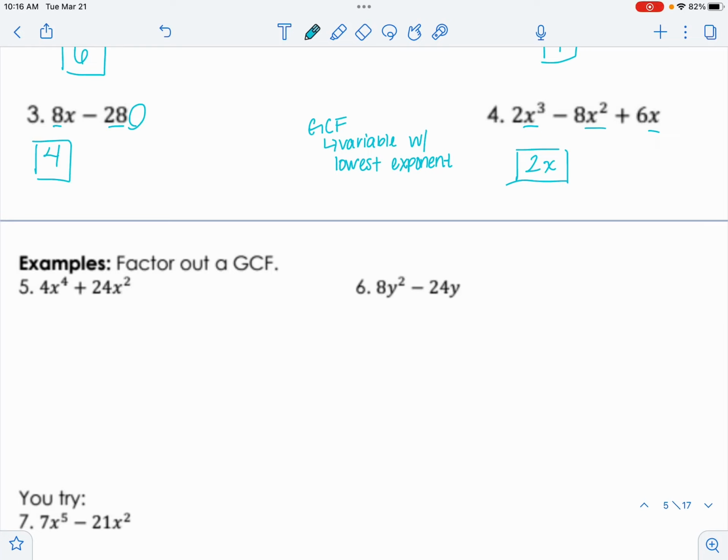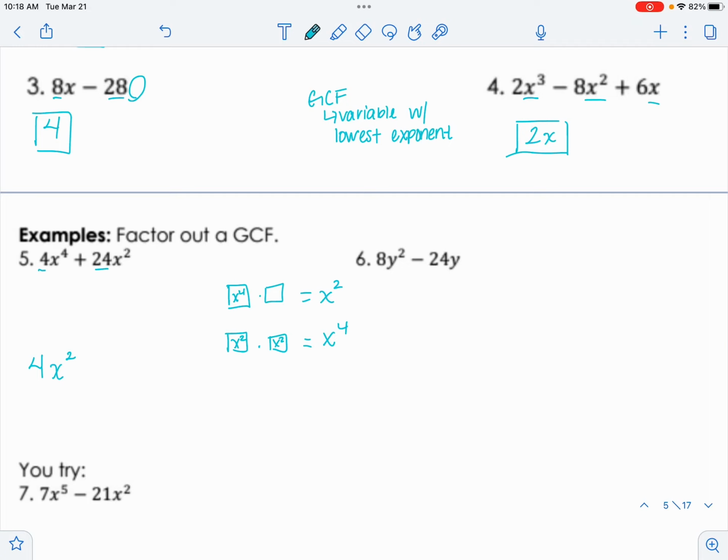But on the flip side, what can you take out of x to the 4th? You can multiply x squared times x squared to get to x to the 4th. And remember that the definition of a factor is something that multiplies with another value to get your desired result. So x squared is a factor of x to the 4th, but not the other way around. X to the 4th is not a factor of x squared. So that's why we take out the smallest exponent.